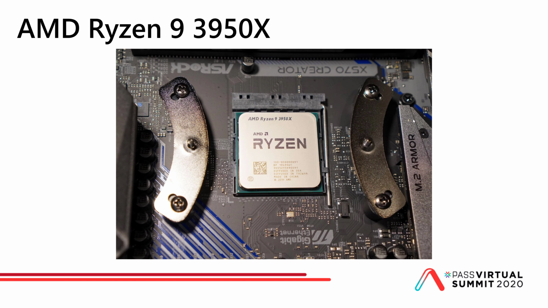Here is what it looks like. This is a photo that I took of an AMD Ryzen 9 3950X mounted in a motherboard, and it doesn't have the CPU cooler mounted yet. And those little curved brackets on either side of the CPU are where we're going to mount an aftermarket CPU cooler on this particular system. And this is actually the system I'm using to record this with. It's an ASRock X570 Creator motherboard that you can kind of see upside down on the motherboard there.